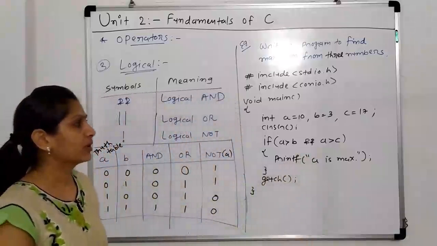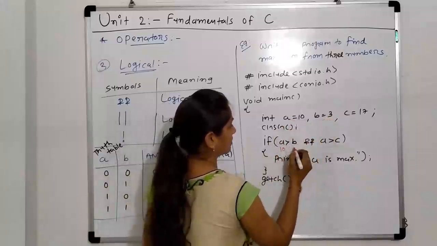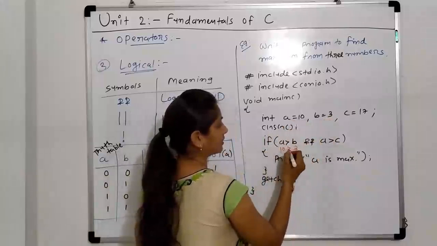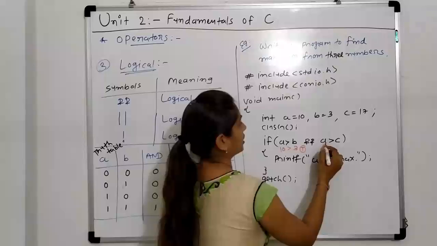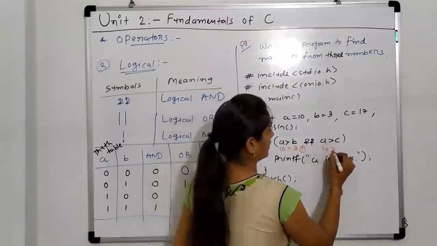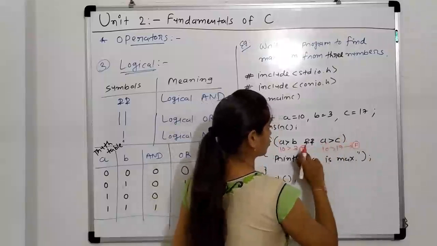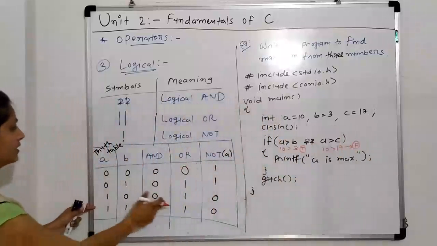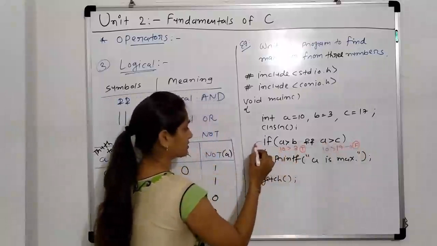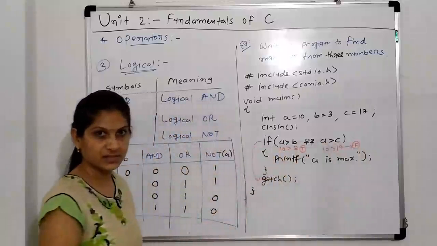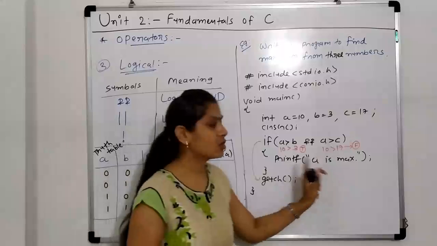Now execute this program. Here A is 10. So 10. 3 is for B. So 10 is greater than 3. Yes. The condition becomes true. Now here check, 10 is greater than 70? The condition becomes false. True and false means 1 and 0, then the condition becomes false. When the condition becomes false, it jumps onto the getch. So no output will be displayed because A is not max.